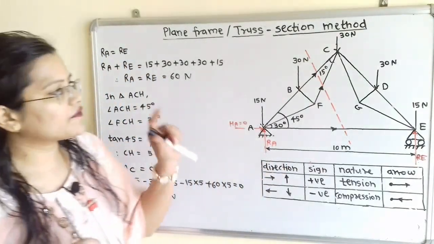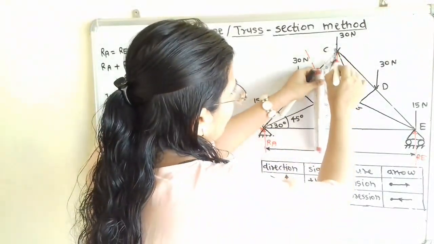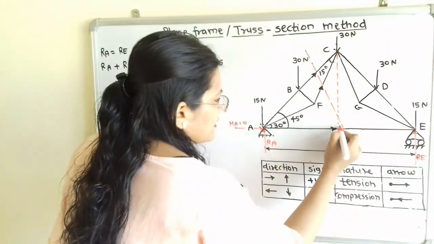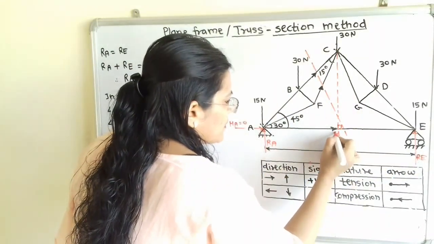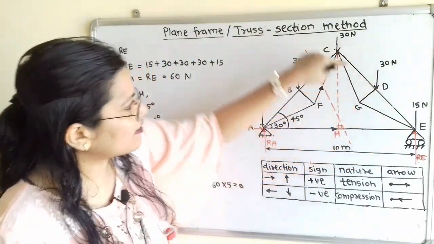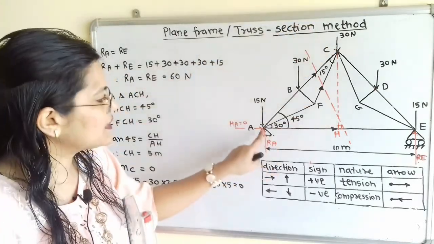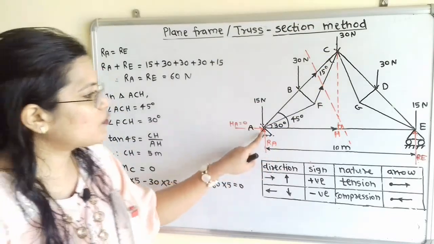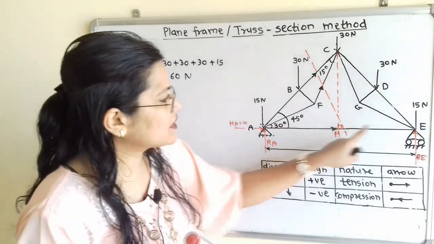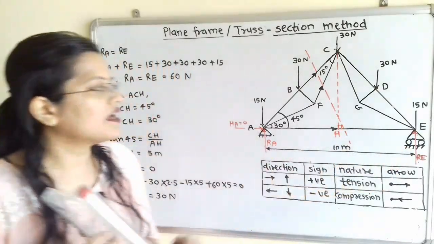Now we will make here one construction. I will draw one perpendicular line passing through C on horizontal line AE, and this point will be point H. Now if we observe in this triangle, if I draw one perpendicular line passing through C, then it will divide this whole length AE into 2 equal parts. That is AH is equal to HE, which is equal to 5 meter, because this total length is mentioned as 10 meter.